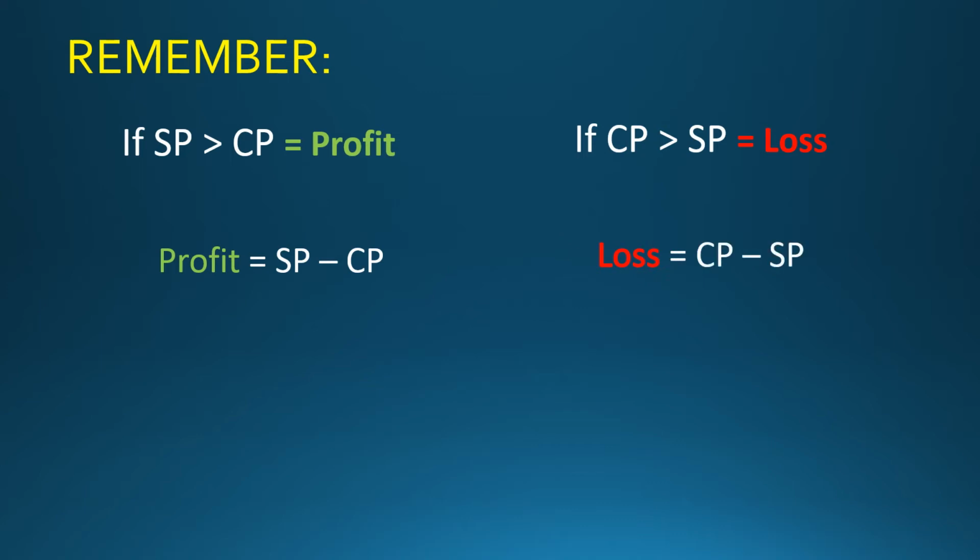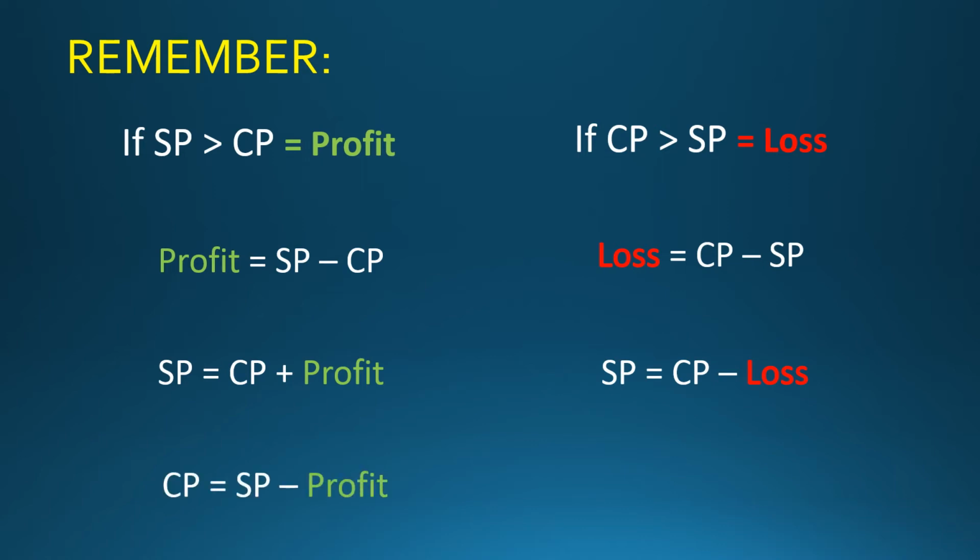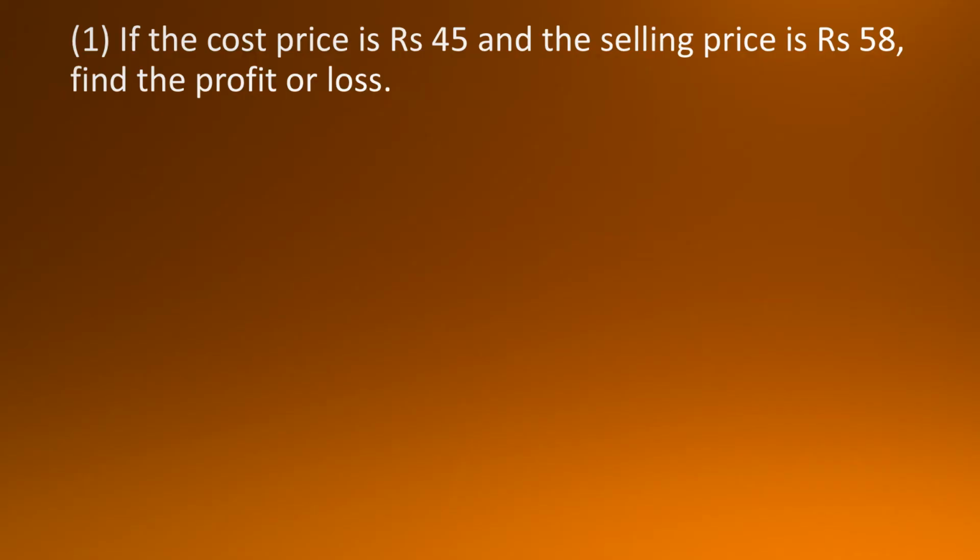Number 3. Selling price is equal to cost price plus profit. Number 4. Selling price is equal to cost price minus loss. Number 5. Cost price is equal to selling price minus profit. Number 6. Cost price is equal to selling price plus loss. Let us solve some questions.